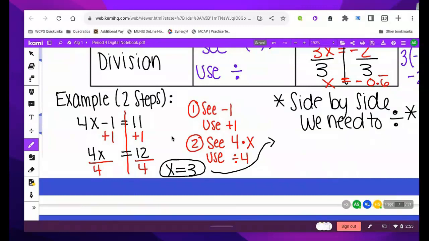And we'll just check our solution like we did with all the one-step examples. So we substitute that 3 back into our original equation. So 4 times 3 minus 1 equals 11. Well, 4 times 3 is 12, minus 1 equals 11. 12 minus 1 is 11, and that does in fact equal 11. That is true, so we know we did it correctly. So it's a good habit to always check your solutions.